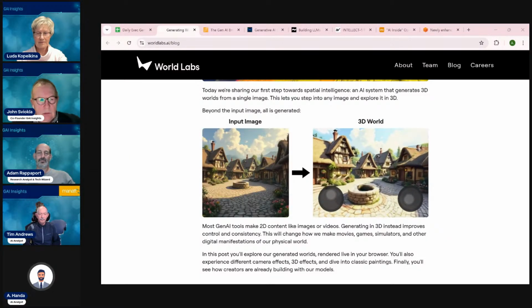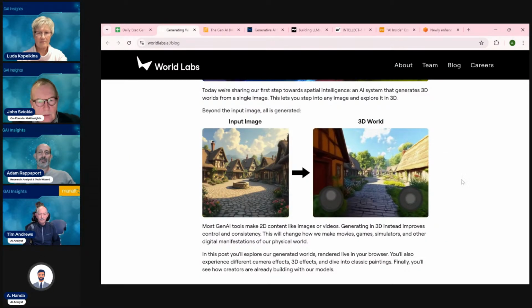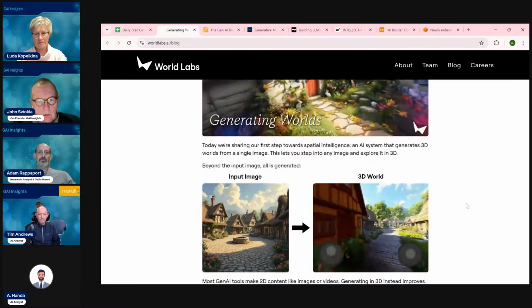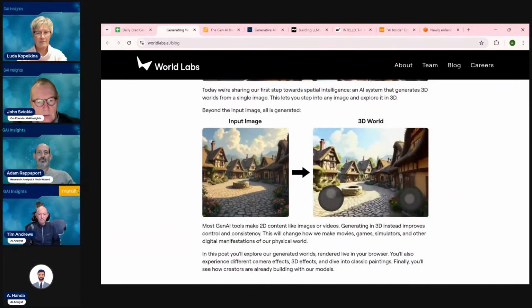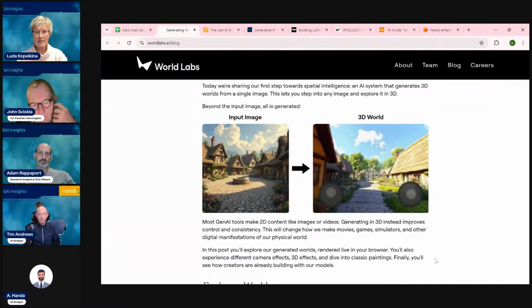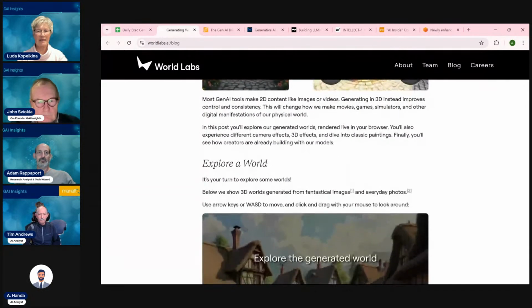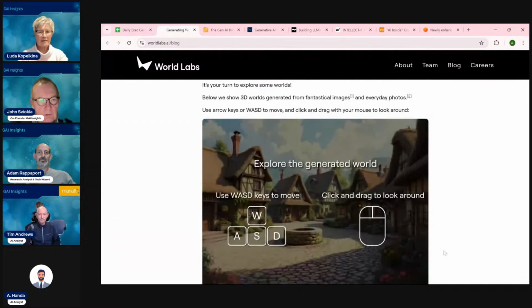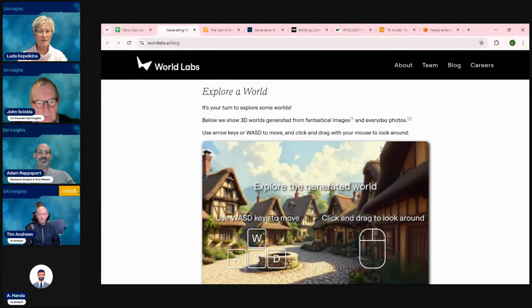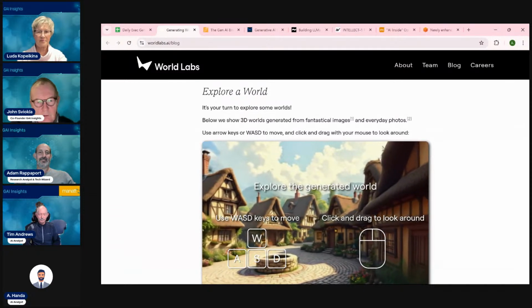Thanks, Luda. So the first one that we have for today is around generating worlds, and it comes from World Labs. So they can create 3D worlds out of your pics. It's really stunning, a stunning application where you could do a lot of things and move around. Adam, what did you think?